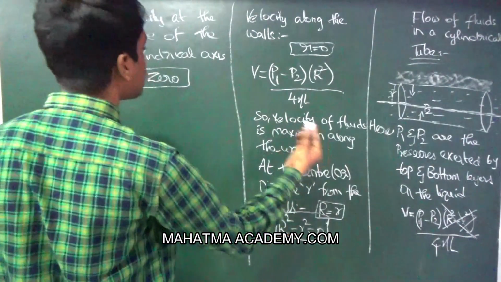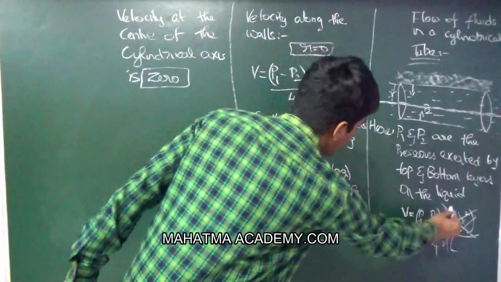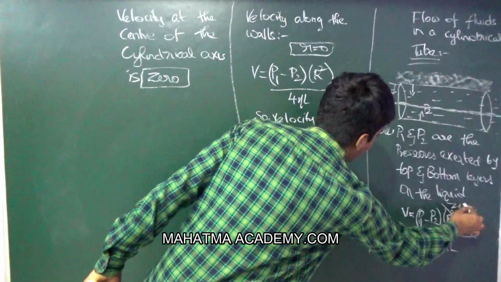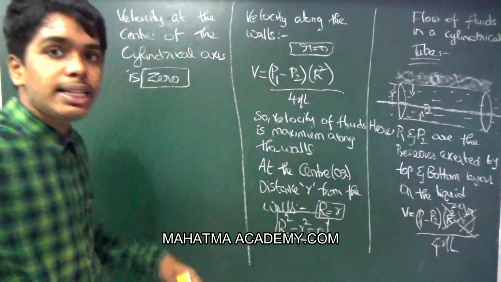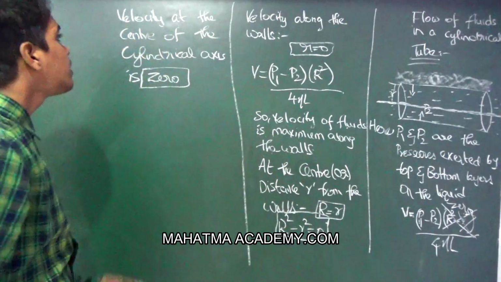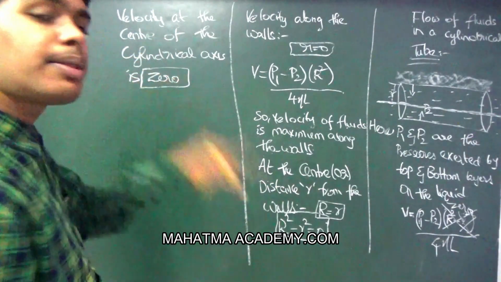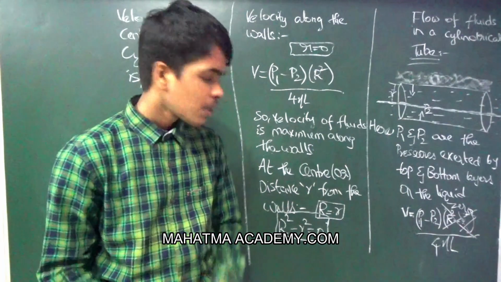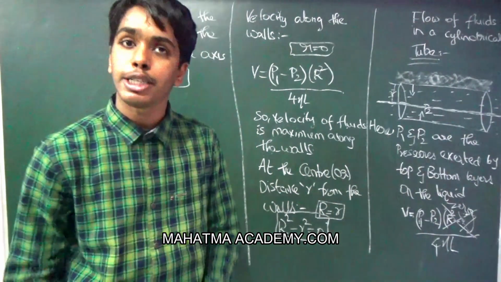Okay, the whole equation will become 0. So 0 into anything is equal to 0. So velocity at the center of the cylindrical axis is 0. Now we will discuss Poiseuille's equation.